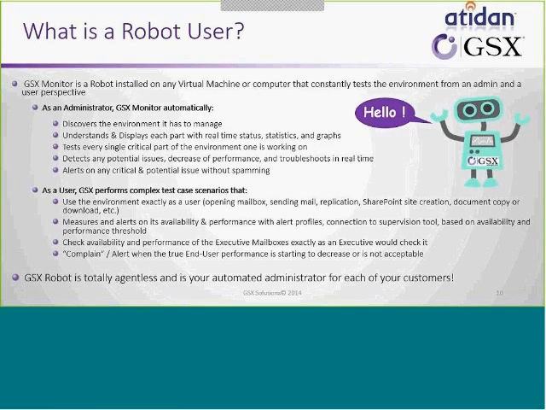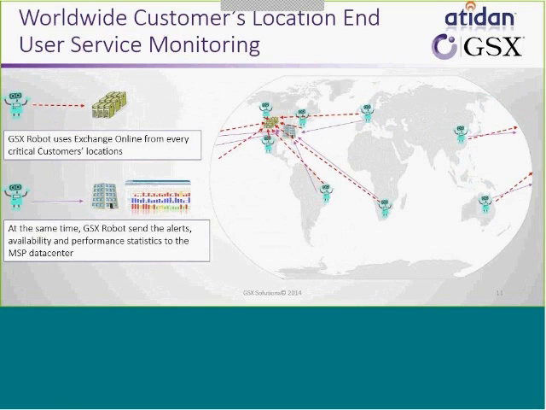Finally, the GSX Robot Agent is totally agentless, and it's a virtual O365 admin that's going to constantly test, monitor, and report on that environment 24/7, so it can give you a bit of peace of mind that even in the off hours, GSX is constantly checking and monitoring that system, and then, of course, proactively alerting you of any issues that you may have encountered. And then, last slide here before we hop into the demo.